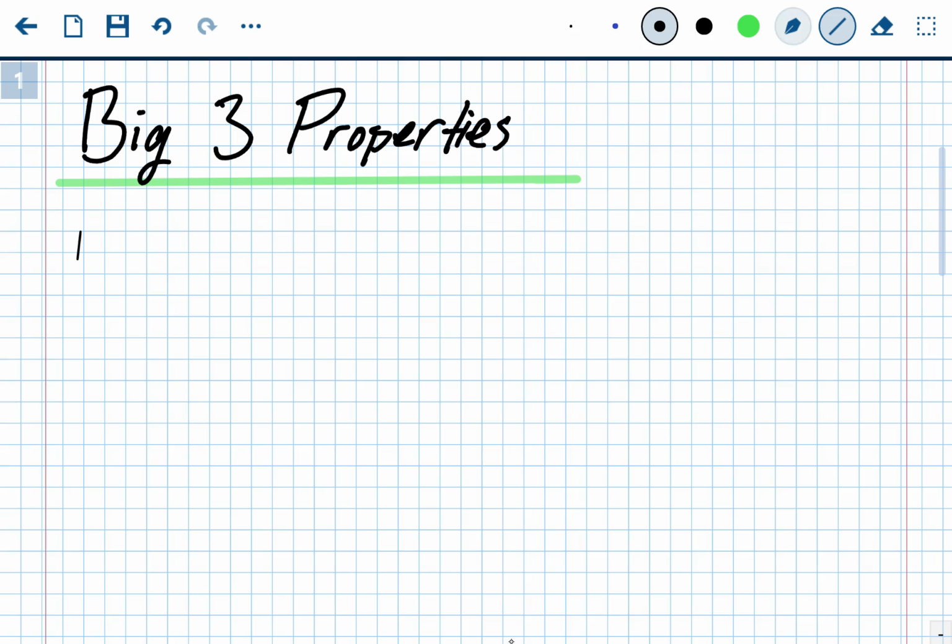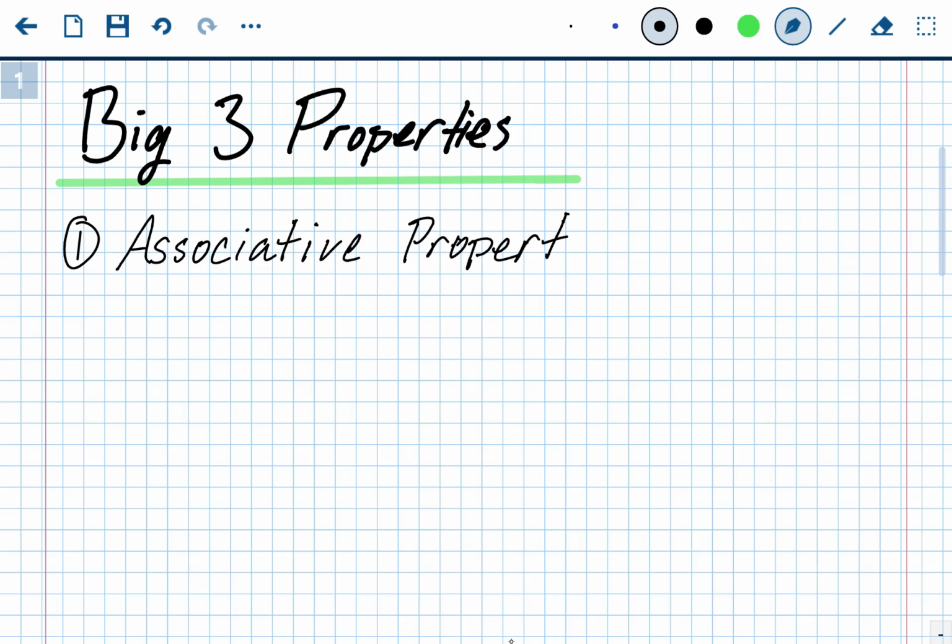And again, these shouldn't be new to you. I'm sure you've heard of these before. First one's the associative property. Okay. Well, what does associative mean? It should sound like another word you know. It should sound like the word association. Okay. Well, what's an association? An association is a group. The associative property deals with groups.